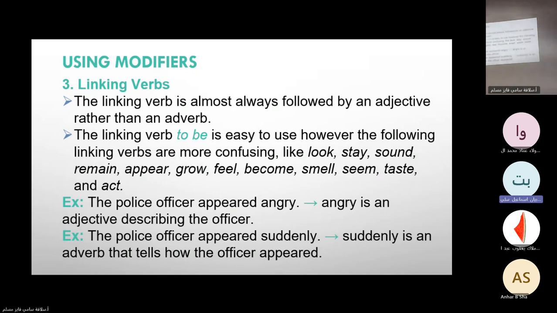The police officer appeared angry. Angry is an adjective describing the police officer, the noun, so it's an adjective. Okay? The next one: The police officer appeared suddenly. Suddenly is an adverb. Why? Because it gives information about the manner, how he appeared: suddenly. So it's an adverb. Okay?